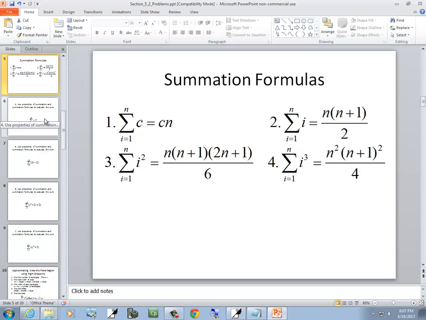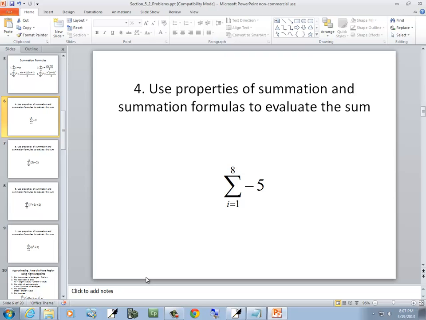Now we're going to use this with some of our basic properties of summation. And we'll show those by example. That's the way I like to do it. So let's take a look at our first one here.